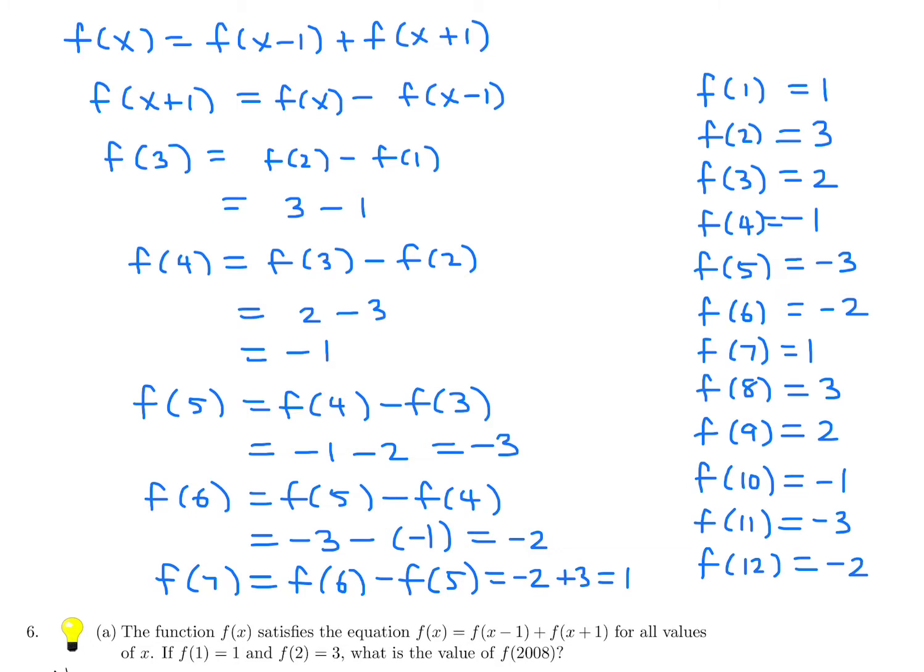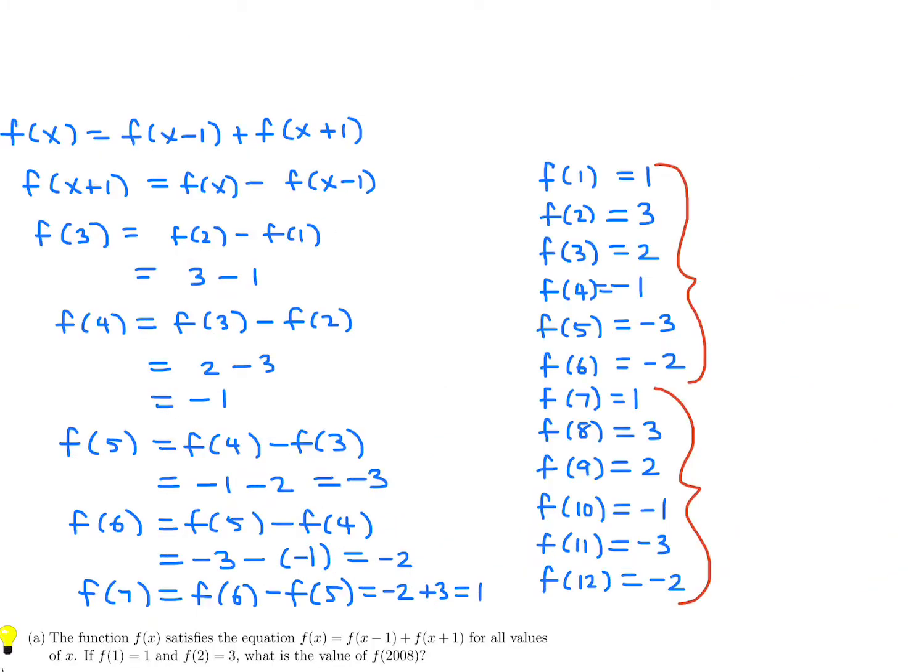Well, there we go. We just got a pattern: 1, 3, 2, negative 1, negative 3, negative 2. See how it repeats? So we got ourselves a pattern. Now we can extrapolate to F at 2008. Well, how do we do that?